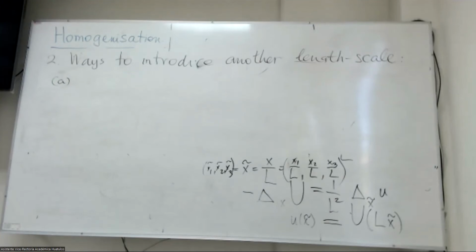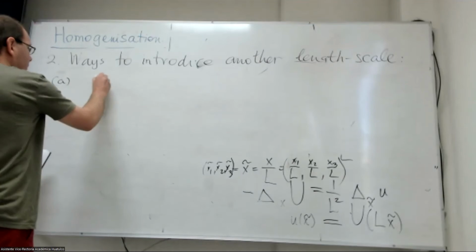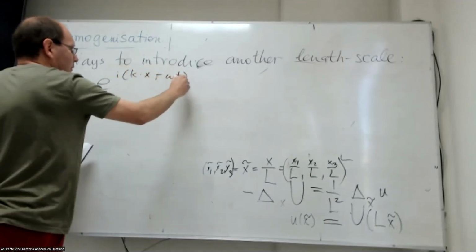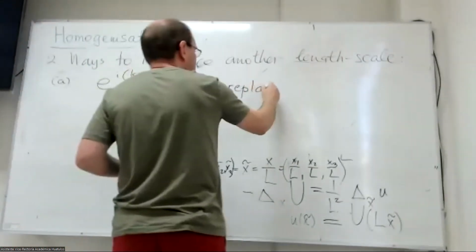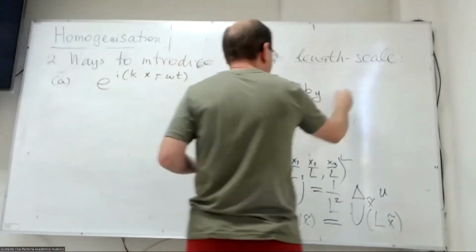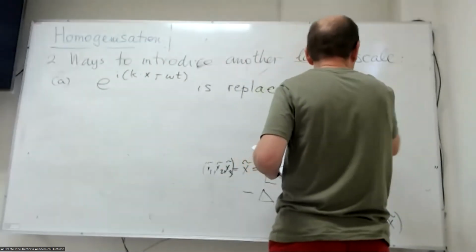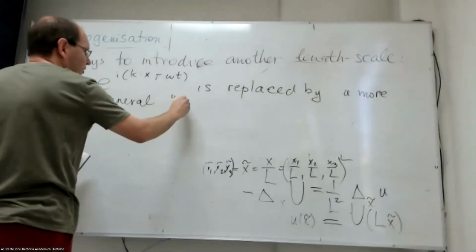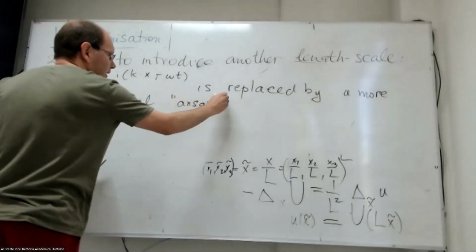You can ask me why, how on earth you decided to do this. Well, because you realize that you can't proceed without looking at some more complicated shapes for your functions. So I'm going to replace e to the i k dot x minus omega t by a more general, I'm going to use this fancy word here, ansatz.